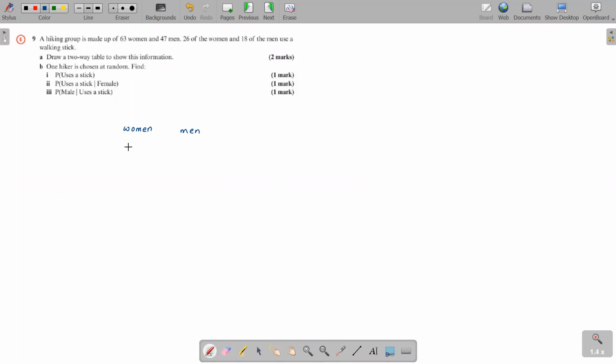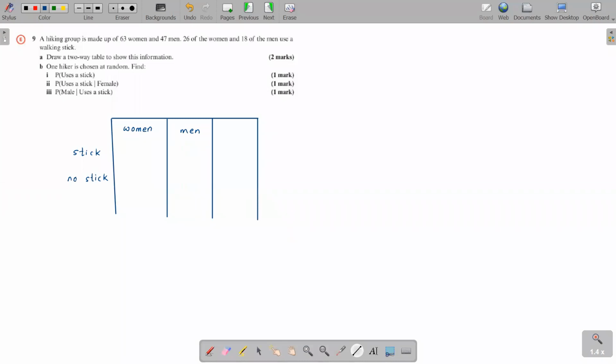So then what should automatically be the other one? So automatically out of 63, if 26 use a stick, the remaining amount doesn't use a stick, right? Non-stick, okay, you say not using a stick or no stick. All right, does this make sense? And you will have to make it extra because we are going to go for the total as well, right?